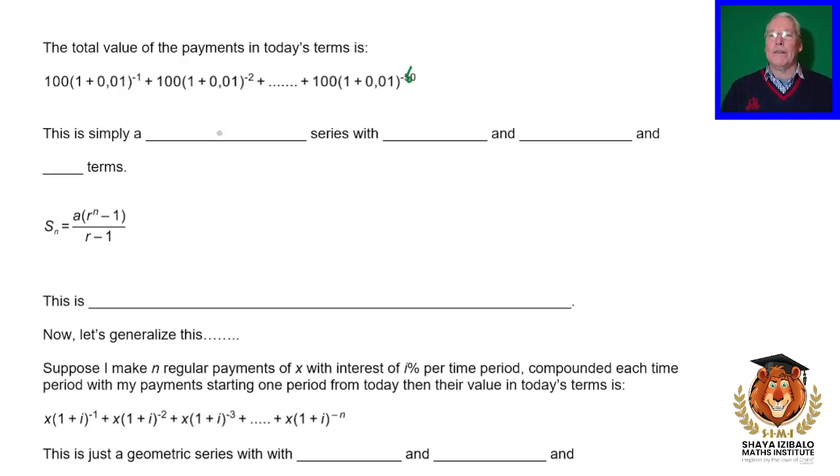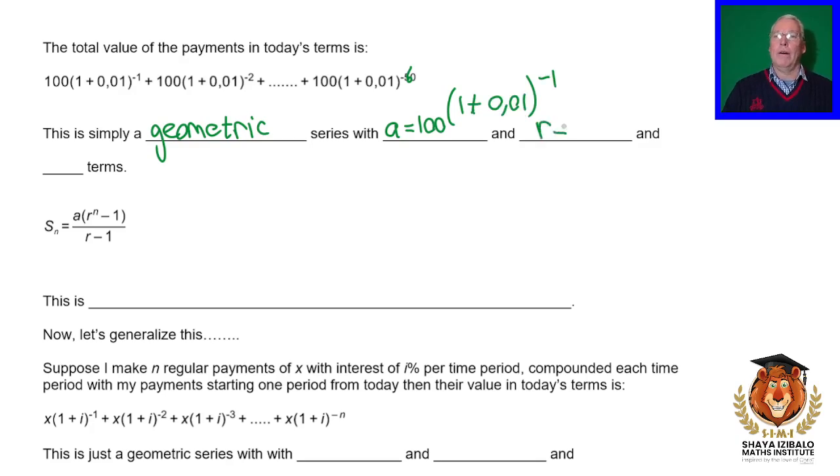Okay, now this is a geometric series. You'll remember that we did those in term 1, I think. With a equals 100 times 1 plus 0,01 to the minus 1, and r is 1,01 to the minus 1. And how many terms are there? Well, there's 60 terms.